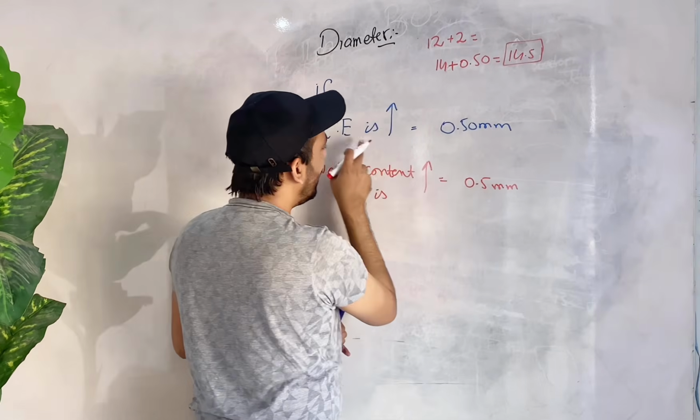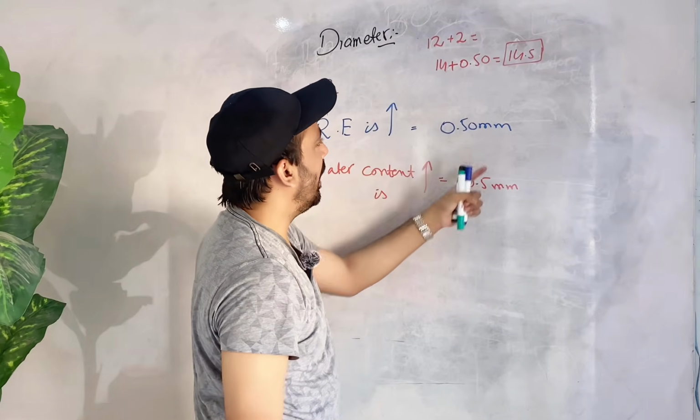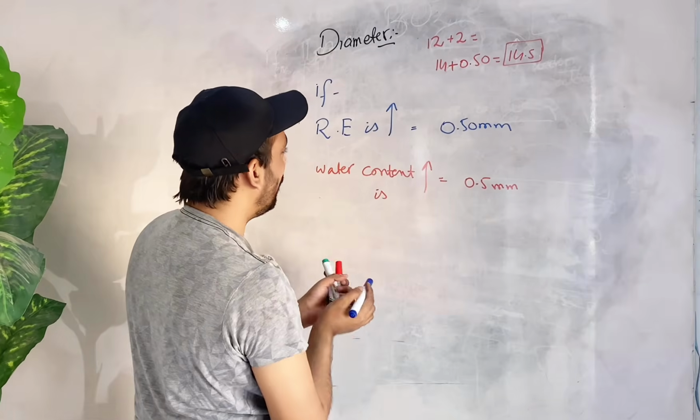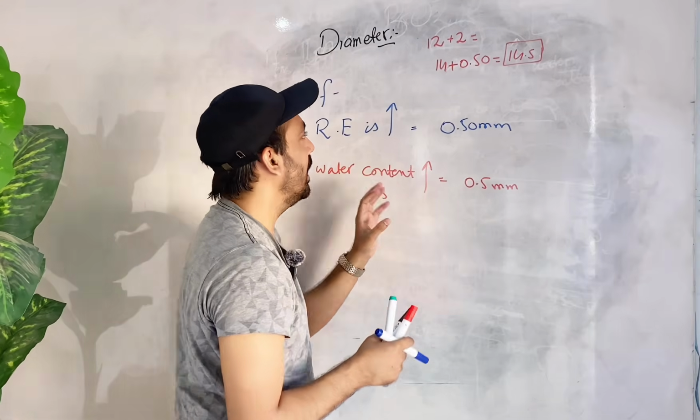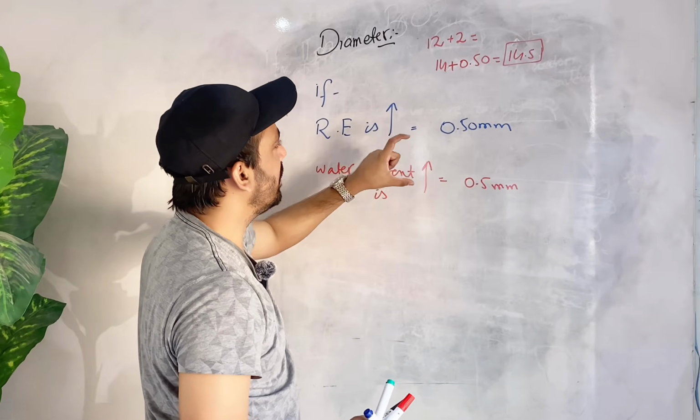So in high refractive error or in high water content, we will add 0.5 to the total diameter, right? So let's make a chart. And why are we doing this? The question is why we are doing this. Remember, we know that if we increase the diameter, the lens will be steeper.